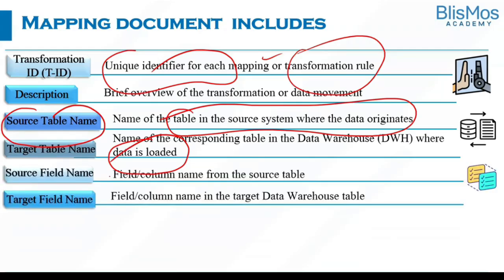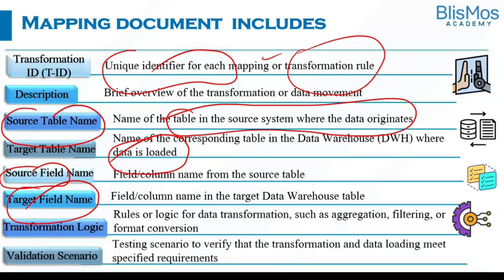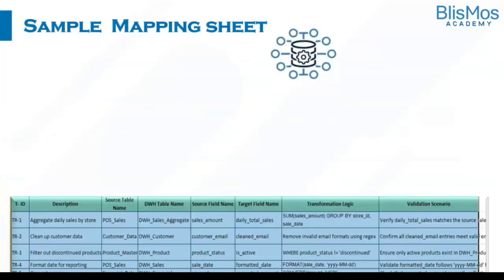Source field name, what is the field name? See, we are looking at tables here. Within the tables, we may have some 10 fields, 10 columns. Those are also mentioned. What is the target field name? And transformation logic. Is it an aggregation? Is it filtering? Is it converting upper case into lower case? All those aspects should be mentioned as a part of the transformation logic. And what is the testing scenario, which will mostly be specified by the testing team. The sample mapping sheet would look like this.